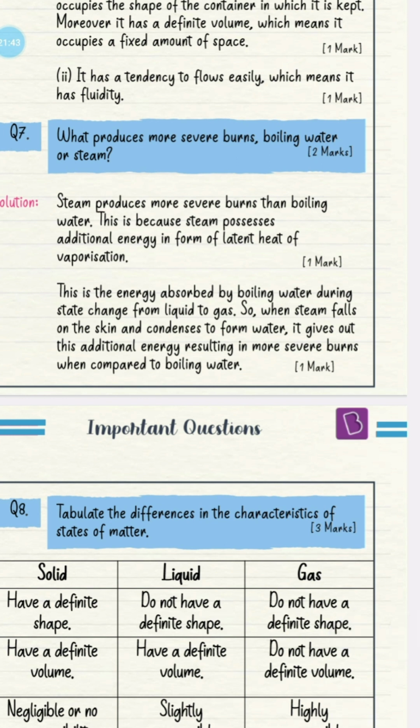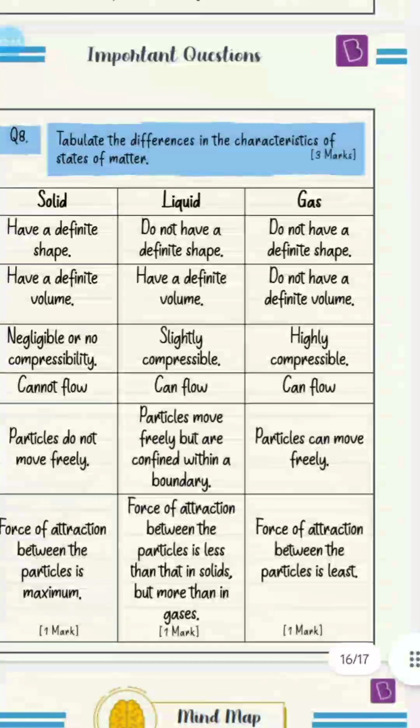Seventh, what produces more severe burns, boiling water or steam? This is one of the most common questions that comes in exams every year. So steam produces more severe burns than boiling water. This is because steam possesses additional energy in the form of latent heat of vaporization. This is the energy absorbed by boiling water during state change from liquid to gas. So when steam falls on the skin and condenses to form water, it gives out this additional energy, resulting in more severe burns when compared to boiling water.